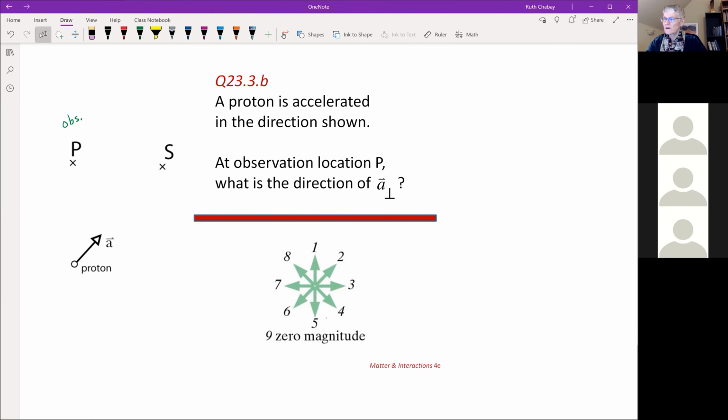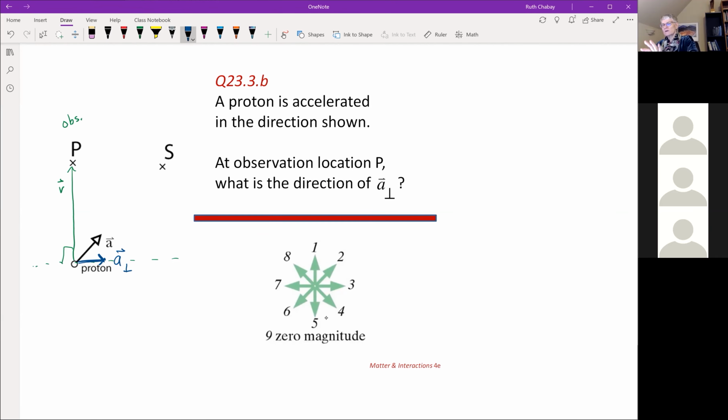So this was our direction of propagation. We could call that R, but we could also call it V. That's the direction that the pulse is moving. So we need a line perpendicular to that. And in fact, the component of acceleration perpendicular to that is going to be on that line. So it is indeed 3, that's correct. Good.